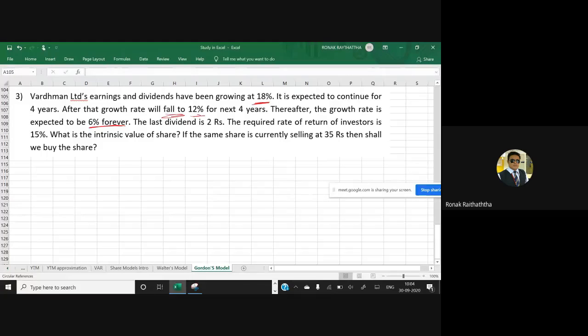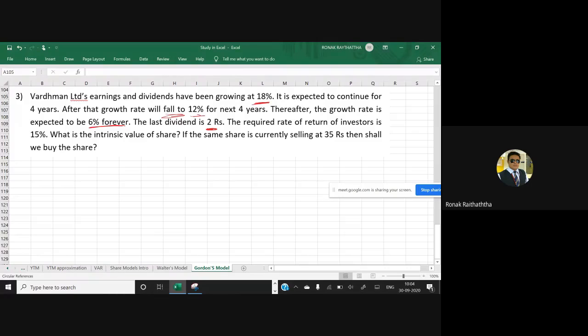But for the initial 4 years, it's 18. For the next 4 years, that means from 5th year to 8th year, it would be 12%, and from 9th year onwards, it would be 6%. The last dividend is 2 rupees. The required rate of return of investors is 15%. That means KE is given to you. What is the intrinsic value of the share if the same share is currently selling at 35 rupees? Then shall we buy the share or not?